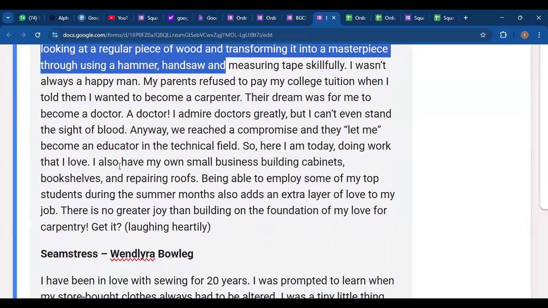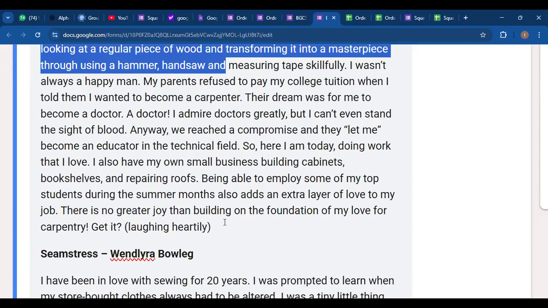I also have my own small business, building cabinets, bookshelves, and repairing roofs. Being able to employ some of my top students during the summer months also adds an extra layer of love to my job. There is no greater joy than building on the foundation of my love for carpentry. Get it?